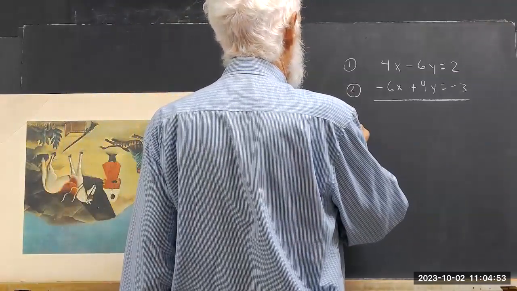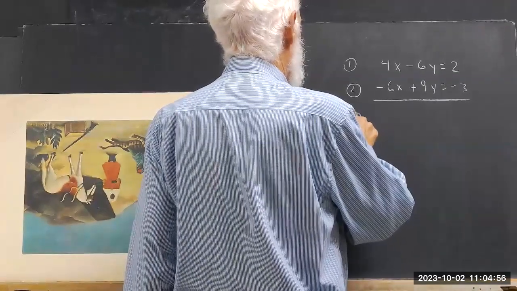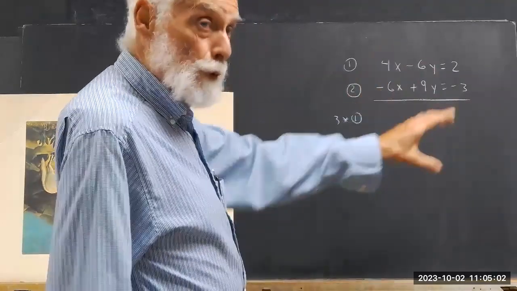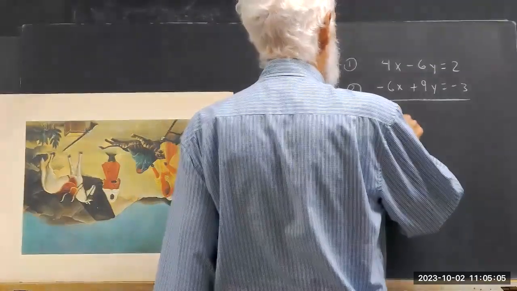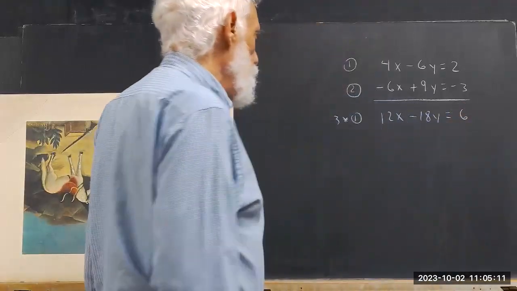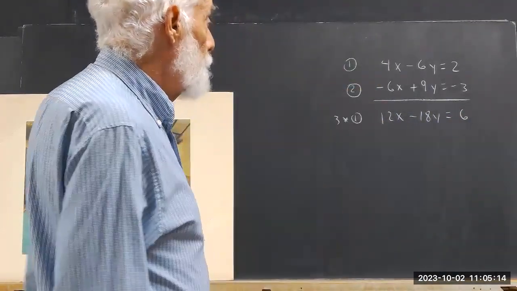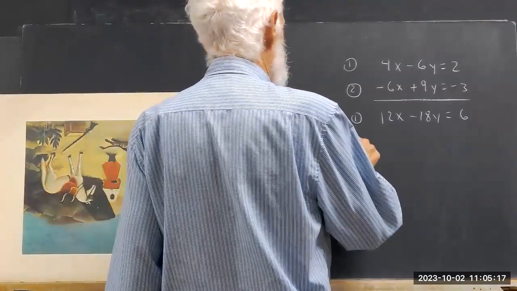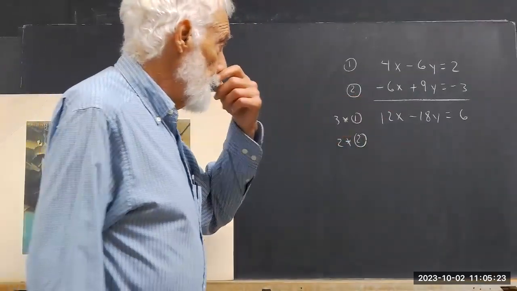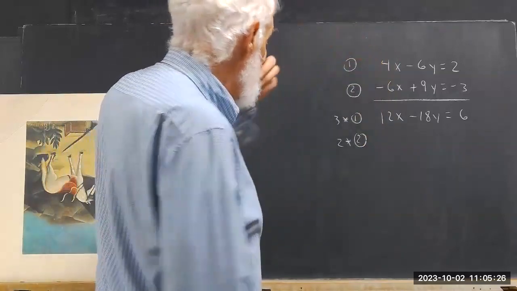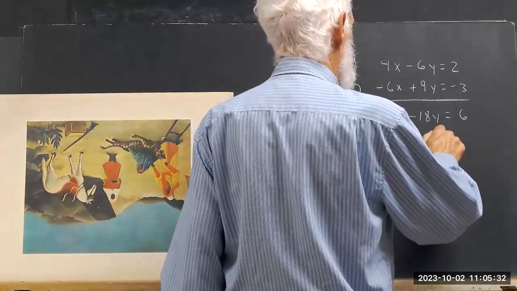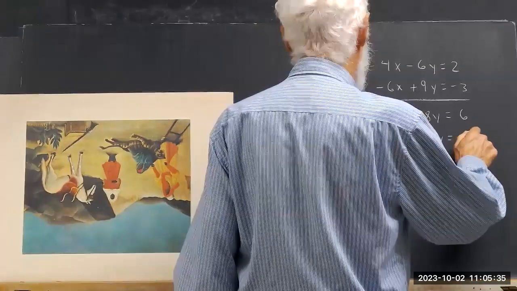Now, if I multiply the first equation by 3, so this means 3 times the first equation, 3 times both sides, we're going to get 12x minus 18y equals 6. And if we multiply both sides of this equation by 2, so I indicate that as 2 times equation 2, well, you can write out what we get. And everybody's going to be able to do that. But we're going to get negative 12x plus 18y equals negative 6.